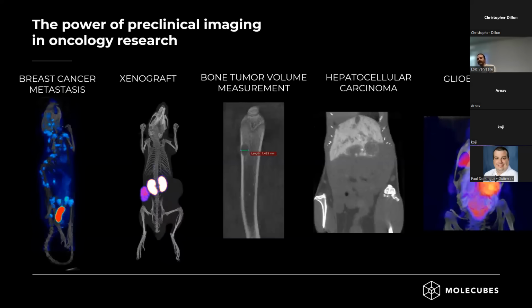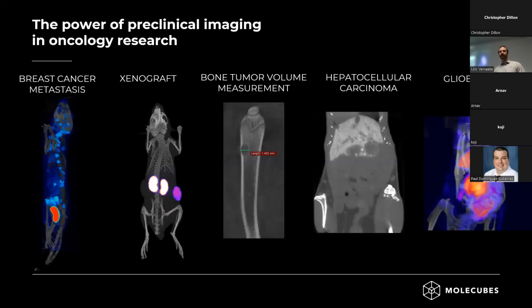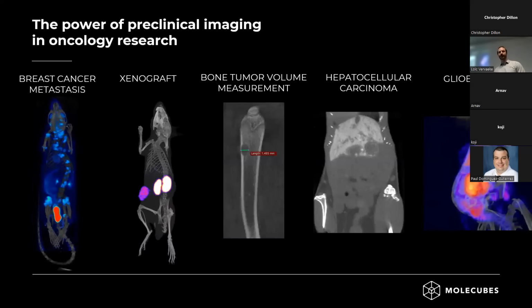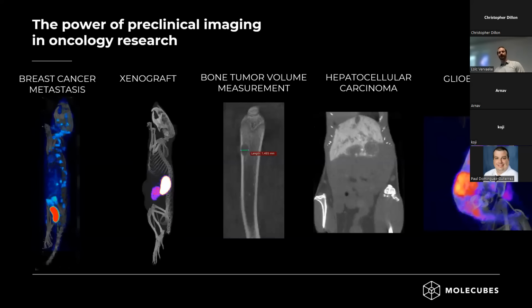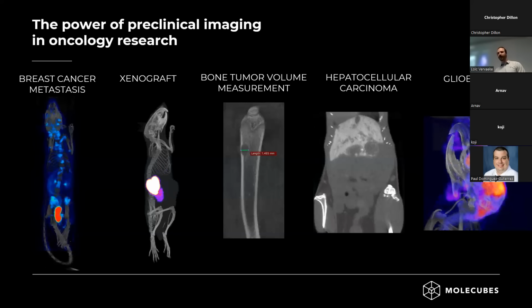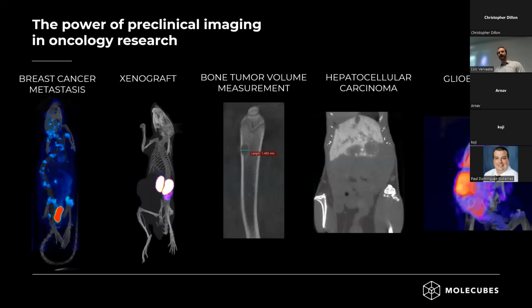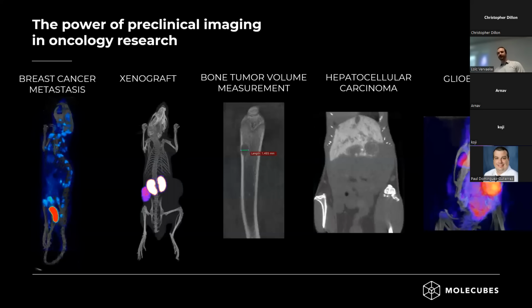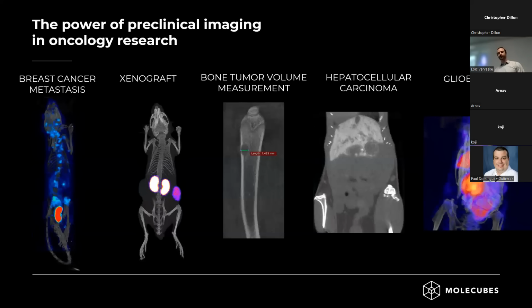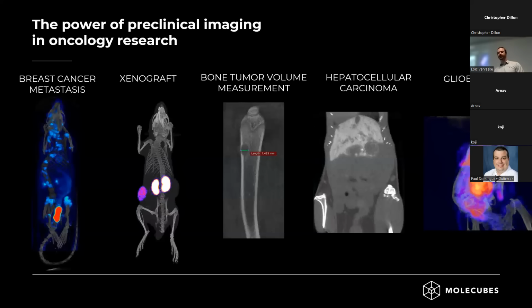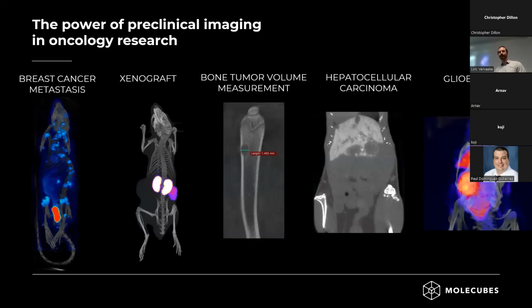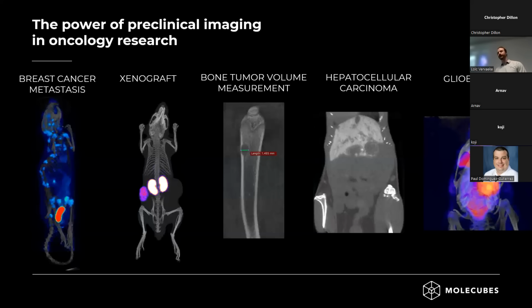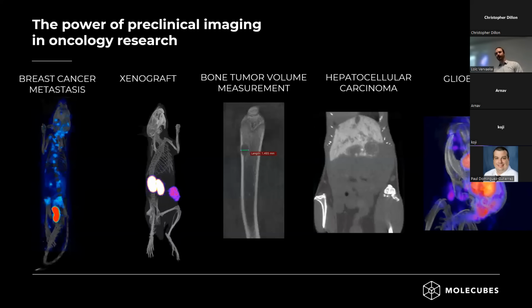So here, from left to right, we have an example of breast cancer metastases, where you can have the full view of your metastases throughout the body of the animal. Xenograft or orthotopic models can be imaged. Just with CT alone, there's plenty of things that you can do in terms of tumor volume measurements. Same with contrast-enhanced CT on hepatocellular carcinomas in the liver, and so on.